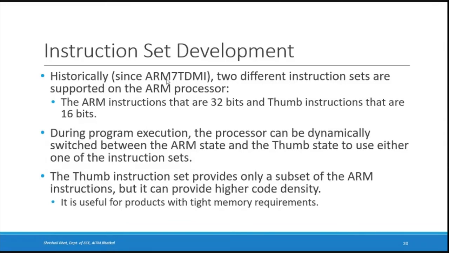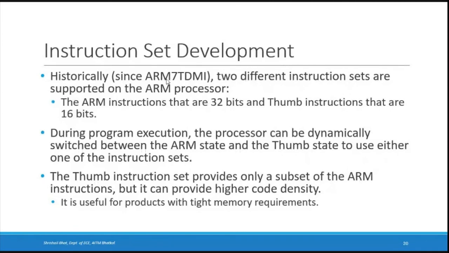The ARM instructions are 32-bit wide, so they are 32-bit microcontrollers, and even the ARM instructions are 32-bit instructions. Just like the thumb is a part of your arm, the thumb of your body is part of your arm, so they have named that part of ARM as Thumb, which are actually 16-bit instructions. So ARM instructions are 32-bit, whereas Thumb instructions are 16-bit.